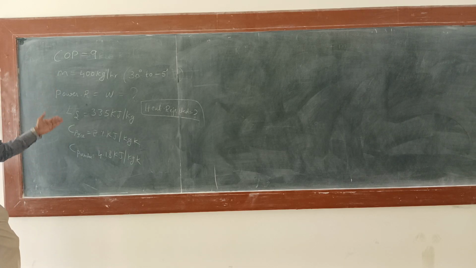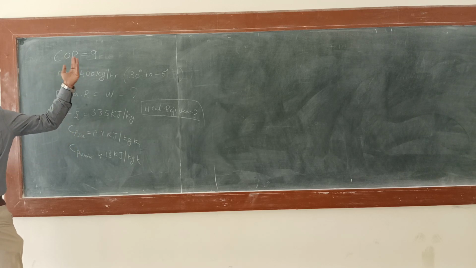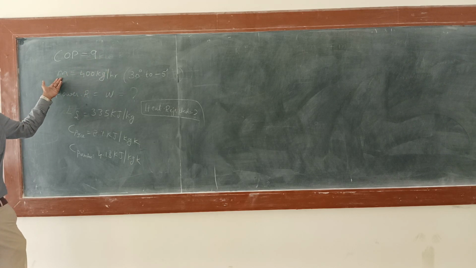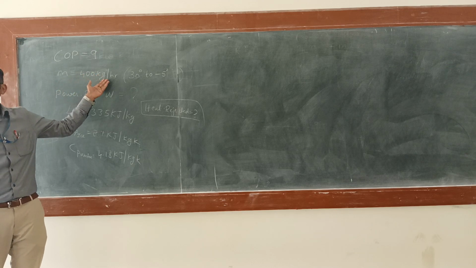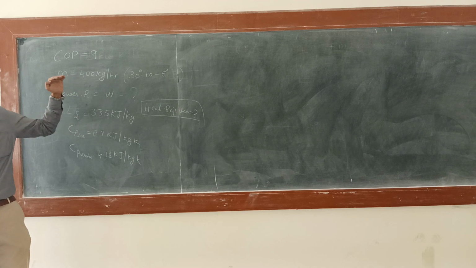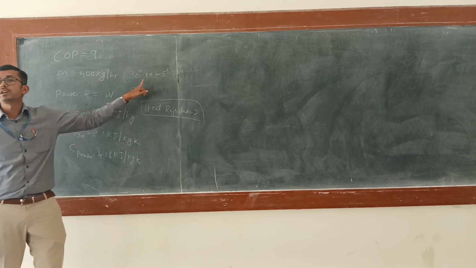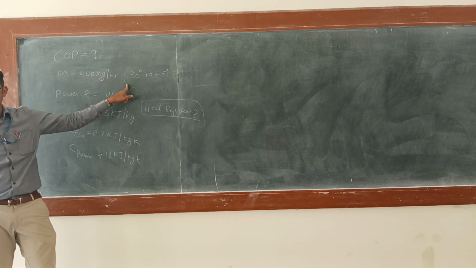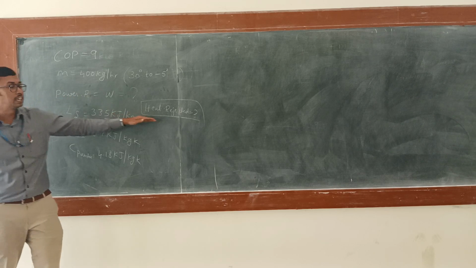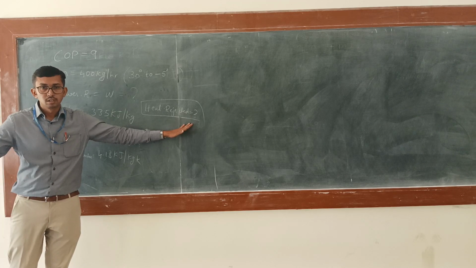So these are the given data. COP, coefficient of performance, is equal to 9. Mass of ice generated is 400 kg per hour. Next, we have to calculate the power required. We are going to produce 400 kg of ice at minus 5 degrees Celsius. The initial temperature of the water is 30 degrees Celsius. Next, we have to find the power required and the heat rejected. What is the total amount of heat rejected from the system?